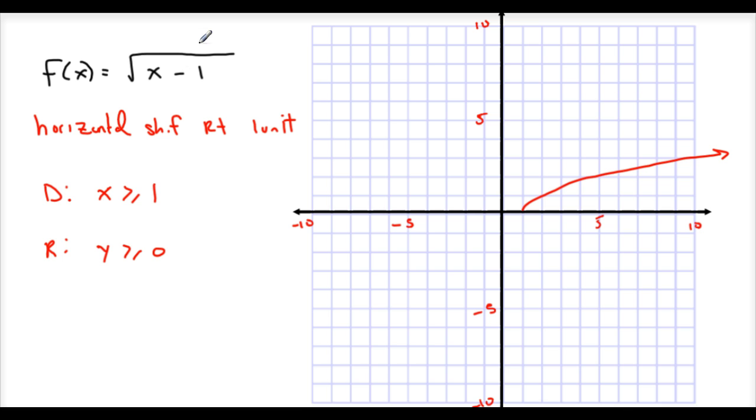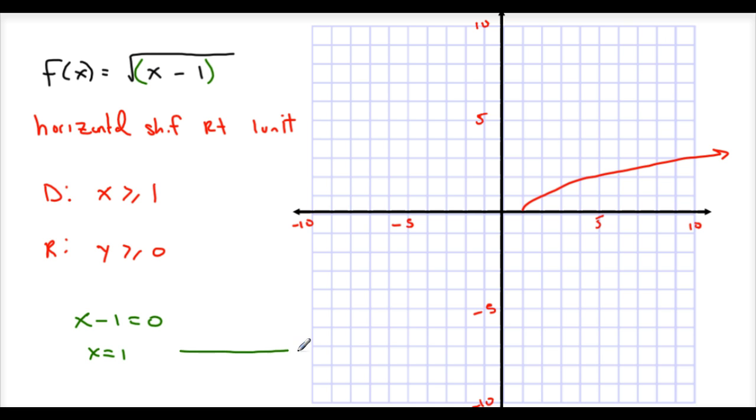So keep in mind, when you're looking for your domain, I'm really asking myself, this argument inside, x minus 1, when does that x minus 1 equal 0? Because that's the smallest value I can plug in there. So inside here, when x is equal to 1, this whole thing would equal 0.